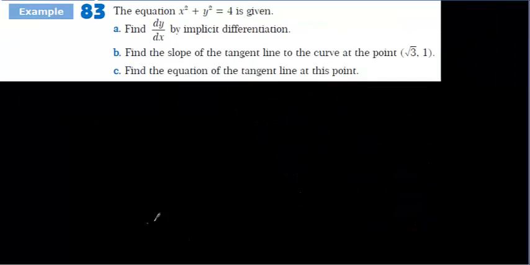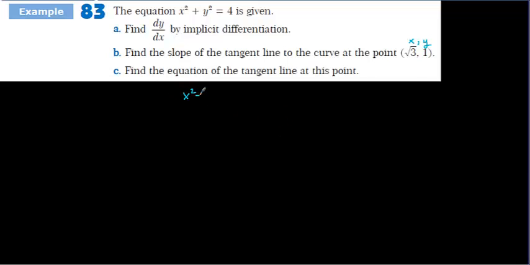The next one, in this question, we are going to first get the derivative. In the second part, we are going to replace the x and y values by root 3 and 1 to find the slope. Because if you remember, the derivative is the slope of the tangent line, as we said at the beginning. And we are going to find the equation of the line in the third part.